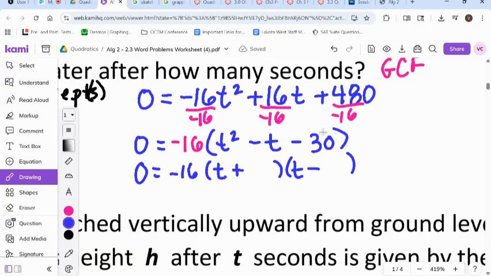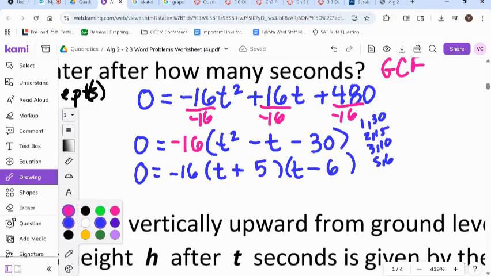And then I'm going to think about factors of 30. 1 and 30, 2 and 15, 3 and 10, 5 and 6. Ooh, 5 and 6 sounds good. So I'm going to go and put 5 and 6 here. Then I'm going to check my answer. Now, you might be factoring using a grid, and that's totally fine.